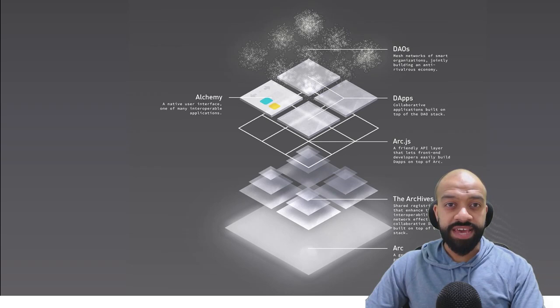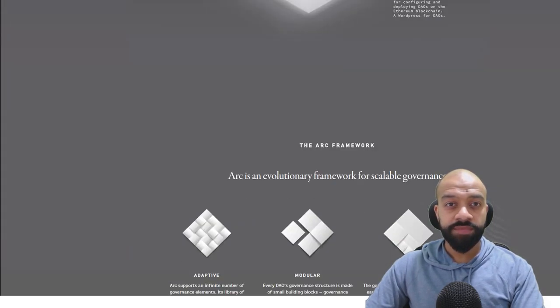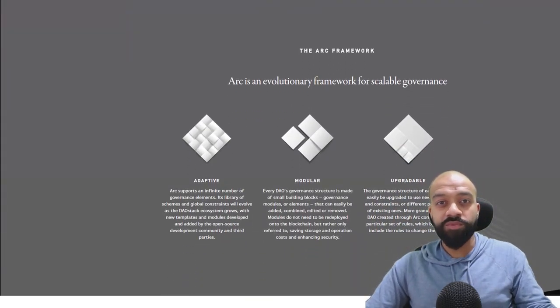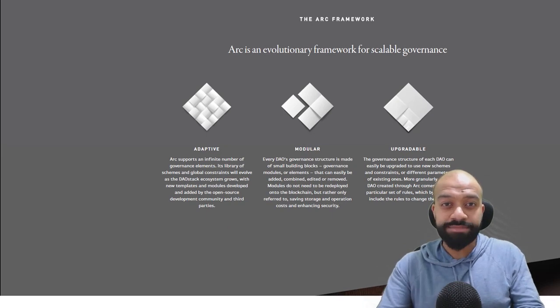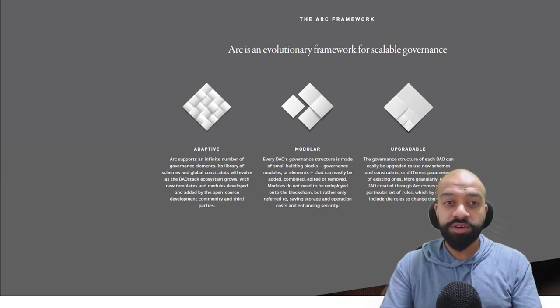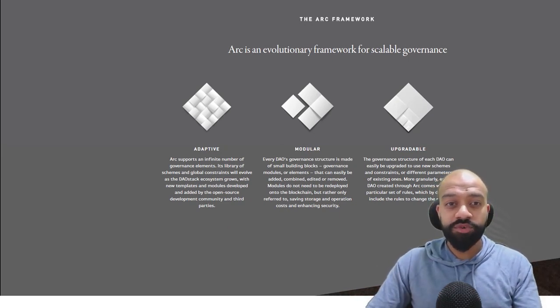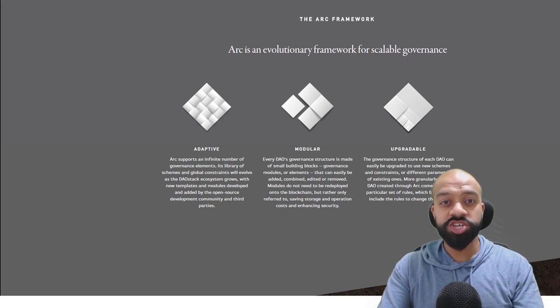So to summarize the framework that we have here, it can be boiled down to being built to be adaptive. It's modular, in that every structure is made of small building blocks, and then you've got the upgradable component, which means that the governance structure isn't fixed. It can easily be upgraded. You can change the rules that come with it.